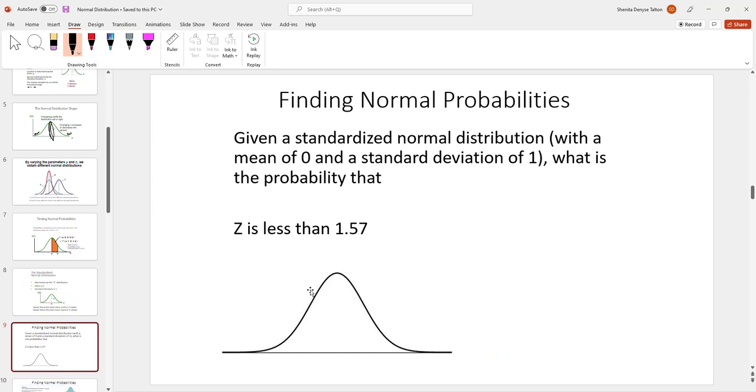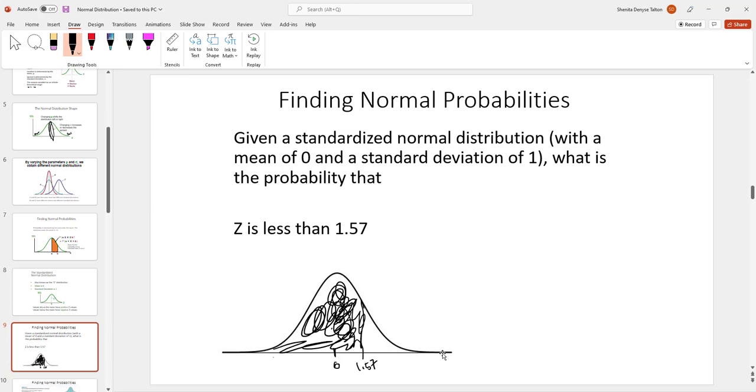Okay, so let's look at this example. It says, given a standardized normal distribution with a mean of 0 and a standard deviation of 1, what is the probability that Z is less than 1.57? They told you the standard deviation, the mean is 0. So we know that's right here in the middle. We want everything less than 1.57. So let's say this is 1.57 here. We want this area to the left of 1.57. We want everything less than that.